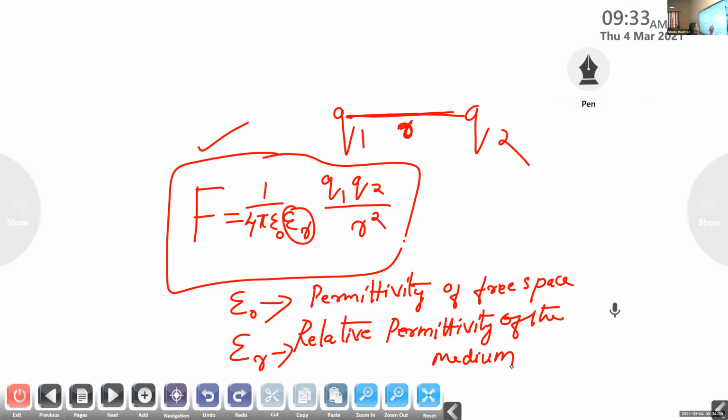All the other terms are the same as we studied earlier. Epsilon 0 is the permittivity of free space, Q1 and Q2 are the charges, and R is the distance between the charges. Only a slight modification arises: one more term is added in this equation, that is epsilon R. What is epsilon R? Epsilon R is the relative permittivity of the medium. It's not a constant, because depending upon the material medium that we consider, the value of epsilon R changes. So we cannot state a particular value for epsilon R. Clear? Is there any doubt in this case?